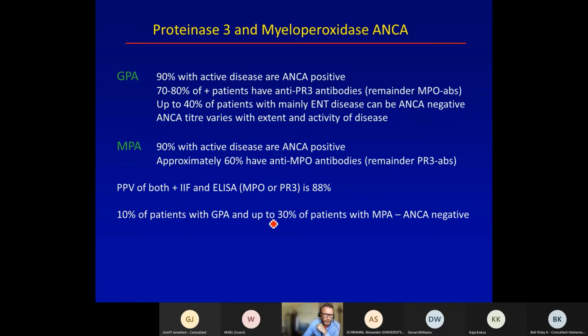The problem is, as I've said, patients with vasculitis who are negative for ANCA. That accounts for up to 10% of people with GPA being ANCA negative, and up to 30% of patients with MPA being ANCA negative. So the suspicion of the disease has to be there. Just don't discount a negative ANCA and assume that that rules out the presence of vasculitis.